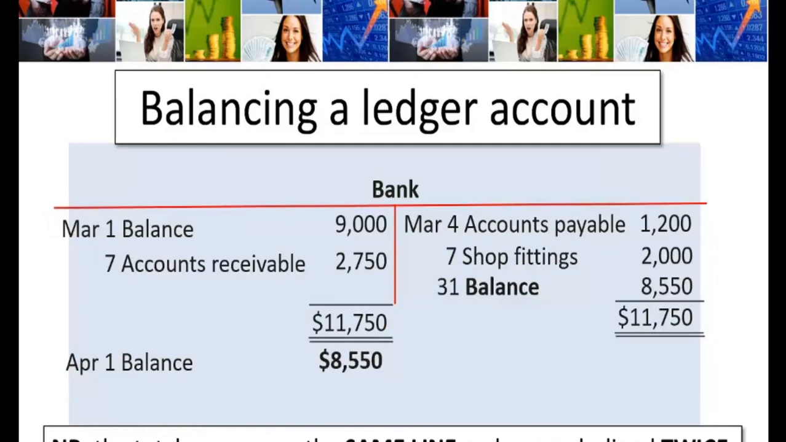Now just a note, the totals appear on the same line and are underlined twice with dollar signs in front of each figure. And since the bank account is an asset, when we open the next balance for the next week or the next month, as we typically do, it's going to appear on the debit side of that ledger account. Super simple, super fast. I hope you've got it. Those 4 steps, write them down, practice them, remember them.